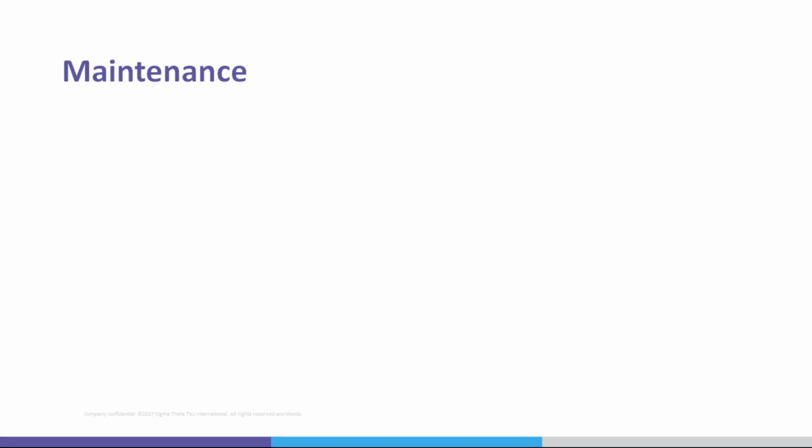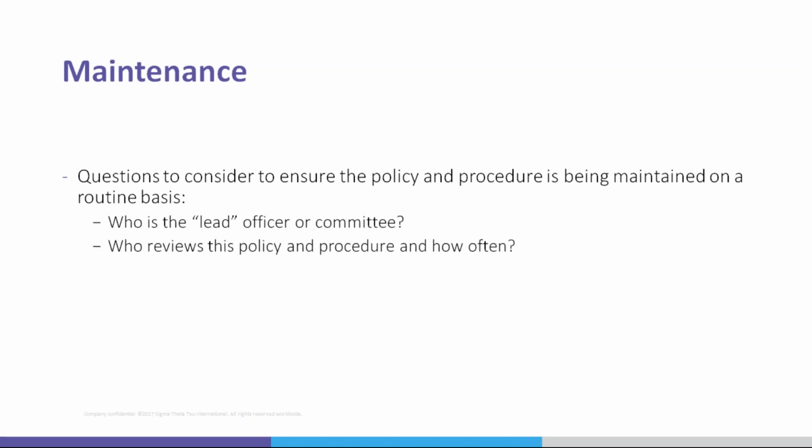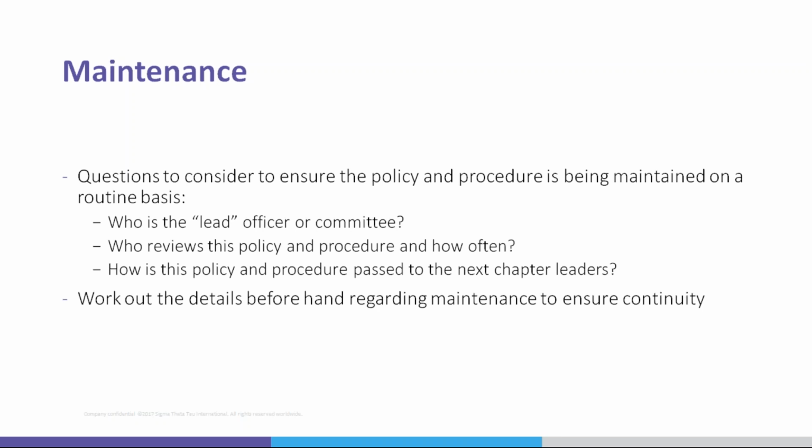Finally, maintenance is a part of any process. Once a policy or procedure has been created, there are several questions you will want to consider to ensure it is maintained. Who is the lead officer or committee in charge of the policy and procedure? Who reviews this policy or procedure and how often? And how is this policy or procedure passed to the next developing honor society or future chapter leader? It is important to work out any details regarding maintenance to ensure continuity.